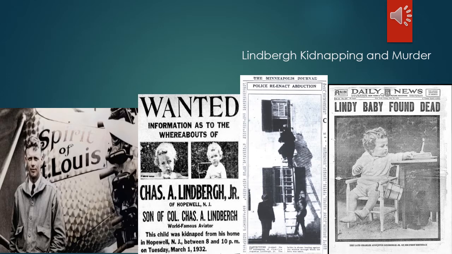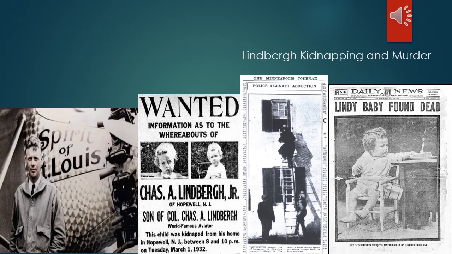The Lindbergh kidnapping. Charles Augustus Lindbergh Jr., 20-month-old son of the famous aviator, and Anne Morrow Lindbergh, was kidnapped about 9 p.m. on March 1st, 1932, from the nursery on the second floor of the Lindbergh home near Hopewell, New Jersey. The child's absence was discovered and reported to his parents, who were then at home, at approximately 10 p.m. by the child's nurse, Betty Gow.